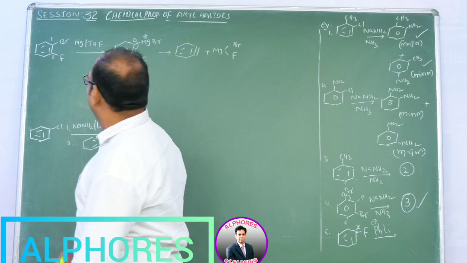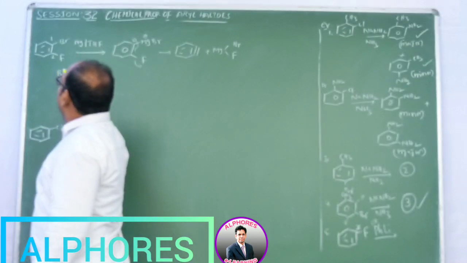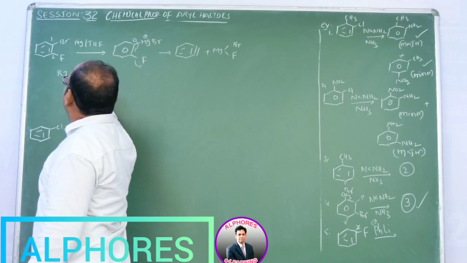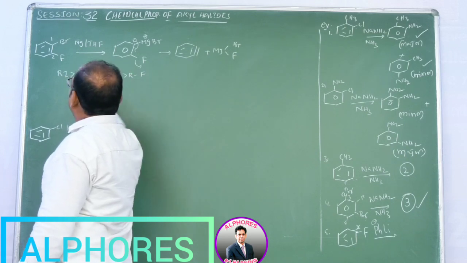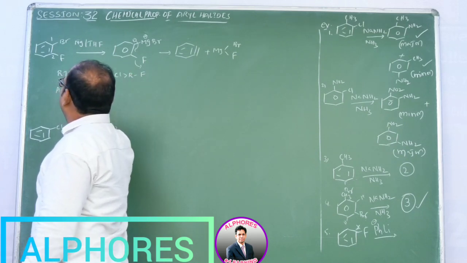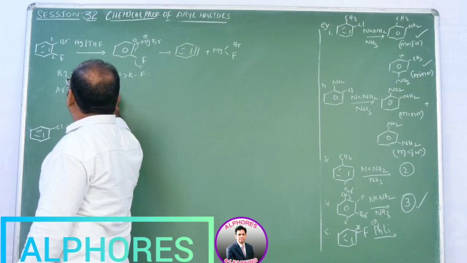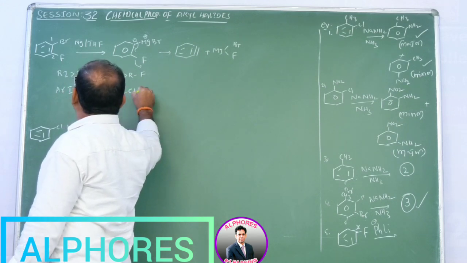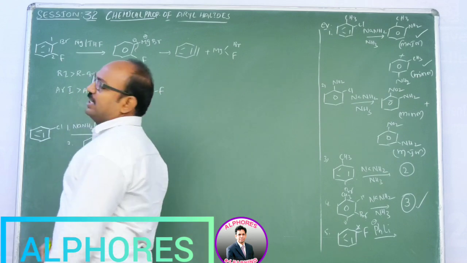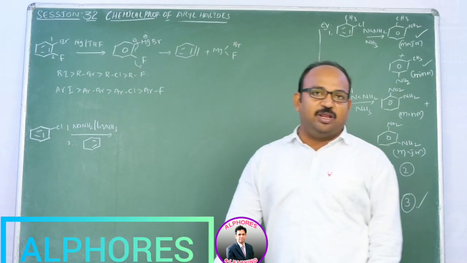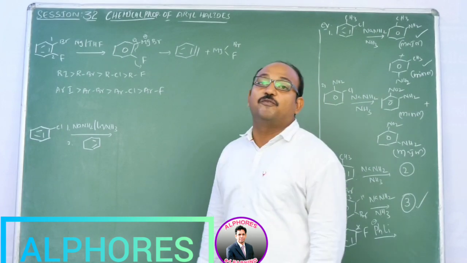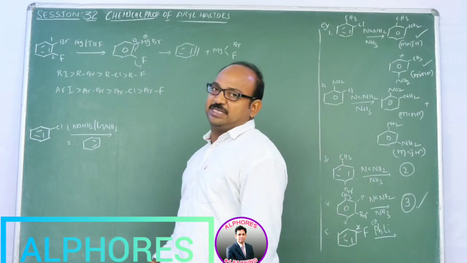This is because of the order of reactivity. The order of reactivity towards Grignard reagent formation is alkyl iodides greater than bromides greater than chlorides greater than fluorides. And in case of aryl halides also, aryl iodides greater than aryl bromides greater than aryl chlorides greater than aryl fluorides. So the order of reactivity towards Grignard reagent formation remains the same.